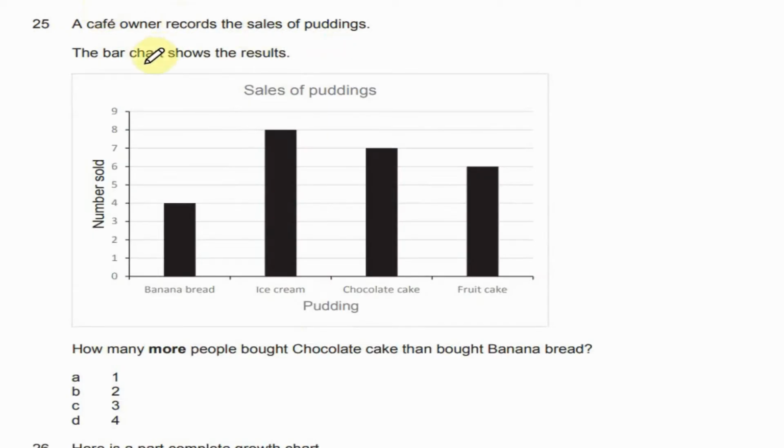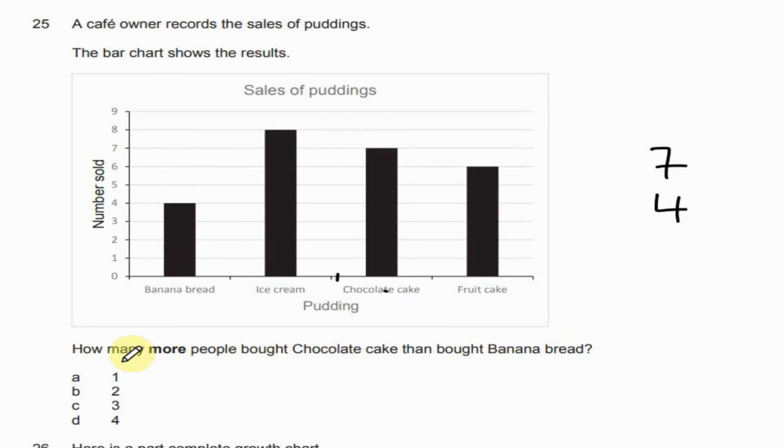Question 25. A cafe owner records the sale of puddings. The bar chart shows the result. So this bar chart is showing the result of the sale of puddings. How many more people bought chocolate cake than bought banana bread? Let's see how many persons bought chocolate cake: 7. How many people actually bought banana bread? Here we have banana bread, which is 4.